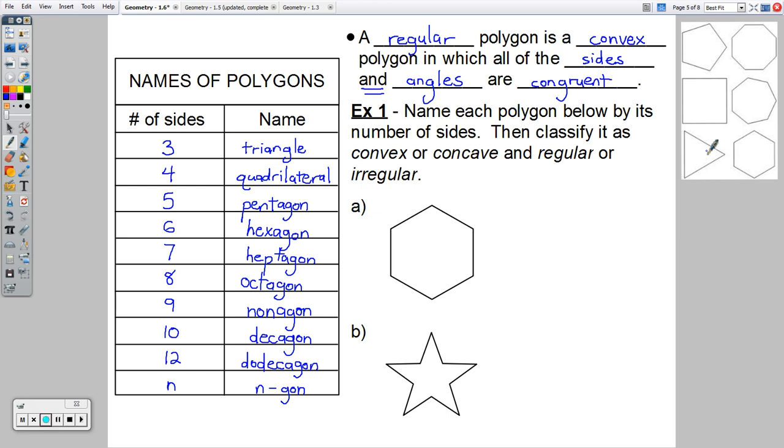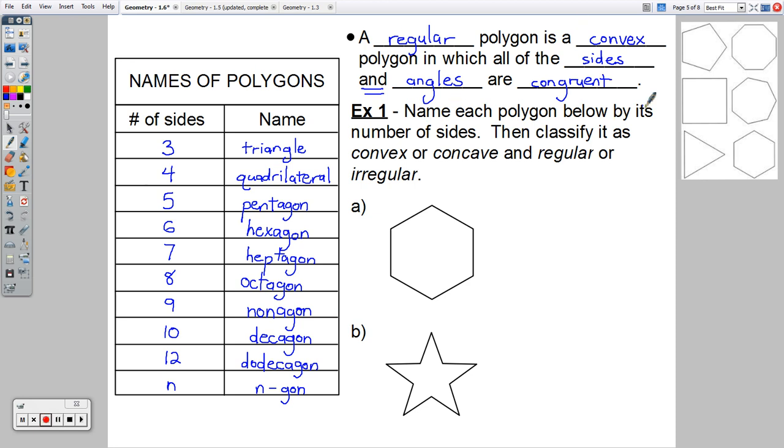Over here are some examples of regular polygons. This would be a regular triangle, a regular quadrilateral, which we call a square. This one we call an equilateral triangle. Then you have a regular pentagon, hexagon, heptagon, octagon. So example 1, let's put this information into practice.